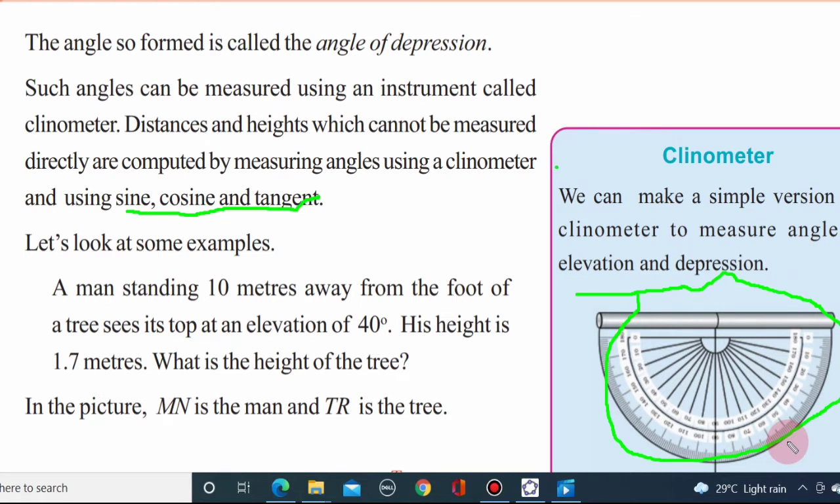You have to understand the angle of elevation and angle of depression. So let us start to do the problems in that section.